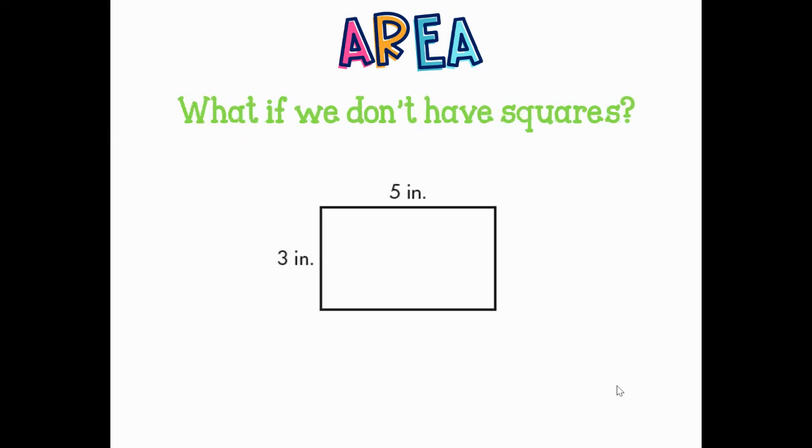Now, what if we don't have any squares at all? Well, no worries, they labeled those side lengths, so all we have to do is use multiplication. There isn't a way for us to check our answer easily with the shape, but we can always use equal groups, arrays, any of those multiplication strategies to check our answer. So in this example, what do you think we're going to multiply to find the area?